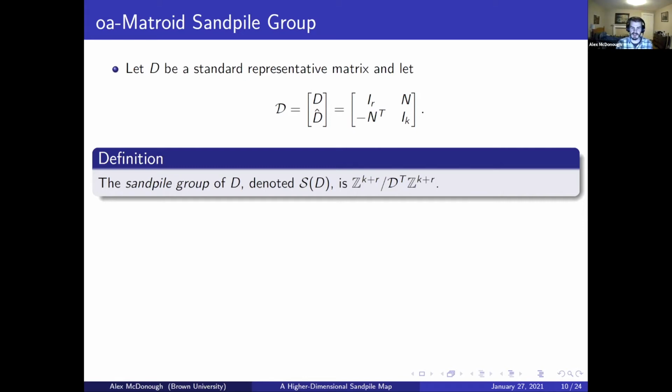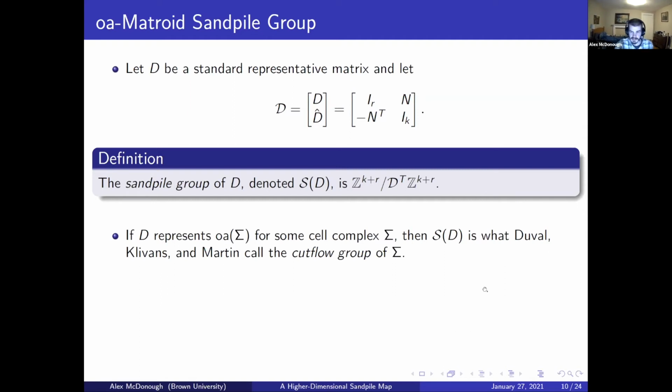And the way to think about this is you take all of the points in Z to the k plus r space, all of these lattice points, and you say that two of them are equal to each other if you can get from one to the other by adding some sequence of rows of fancy D. So if you can go from here to here by adding row 1, and here to here by adding row 2, and here to here by adding row 3, then these two points are going to be equivalent in the Sandpile group.